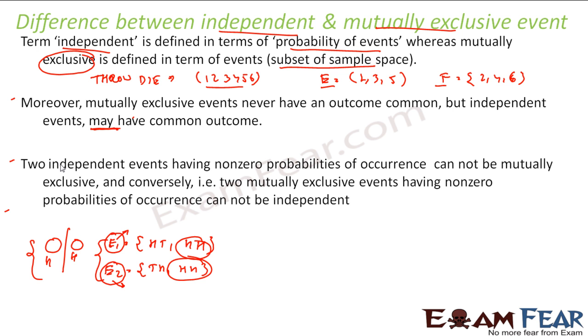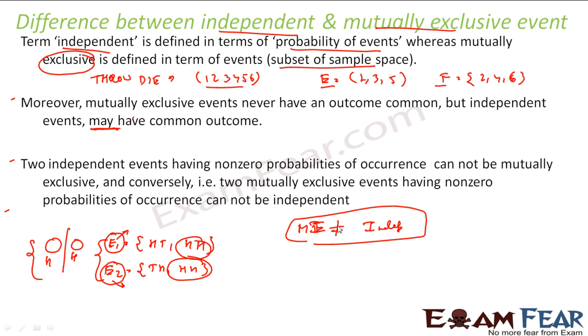The third point is, two independent events having non-zero probability of occurrence cannot be mutually exclusive. Conversely, two mutually exclusive events cannot be independent. That is, if my events are mutually exclusive, they can't be independent, and the other way around.